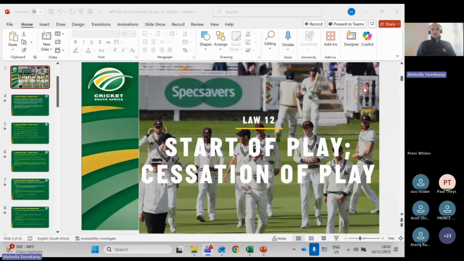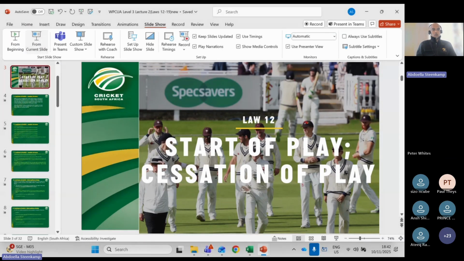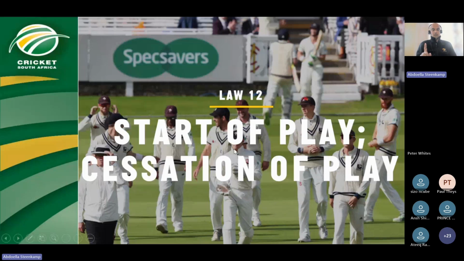Law 12 is one of those meaty calculation laws. So in Law 12, the two subsections that we're going to cover is the last hour, and what happens if it rains in the last hour? And then secondly, what happens if there is an innings change in the last hour?